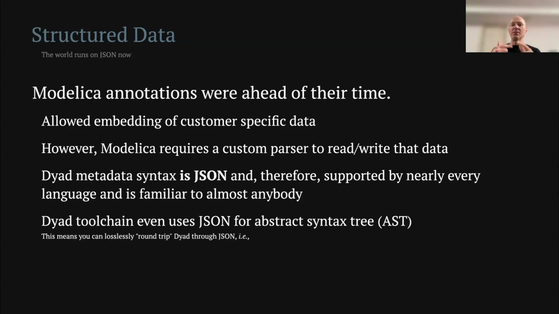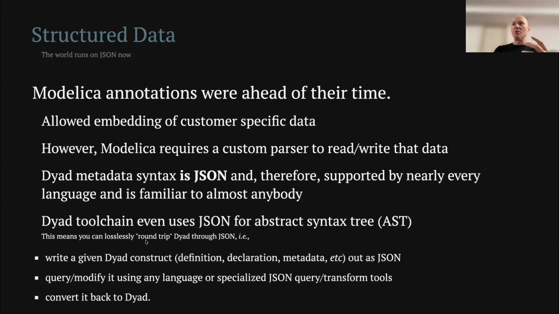And one of the consequences of that is it makes it very easy to do what we call lossless round tripping. You can convert Dyad source code into a fully JSON representation where, for example, the JSON metadata is represented as part of the larger abstract syntax tree.